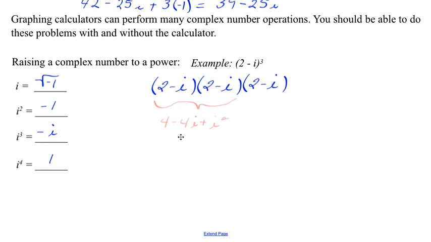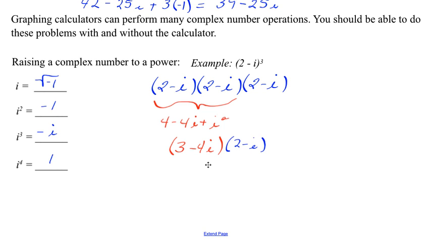What if we just take two of these at a time and expand it? We get 4 minus 4i plus i squared, and we can simplify that to 3 minus 4i. Remember, the i squared is -1, so we have 4 minus 1 giving us the 3, and the minus 4i is still there. Bring down this 2 minus i.